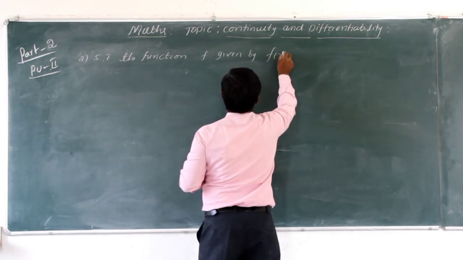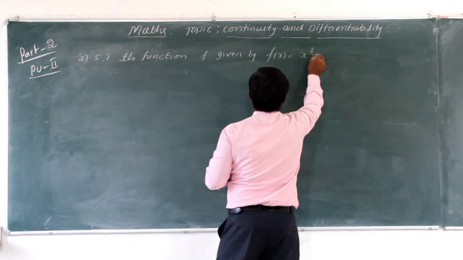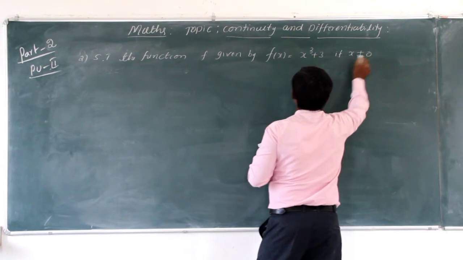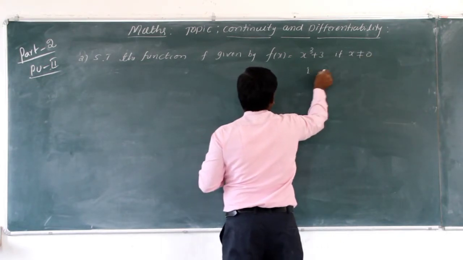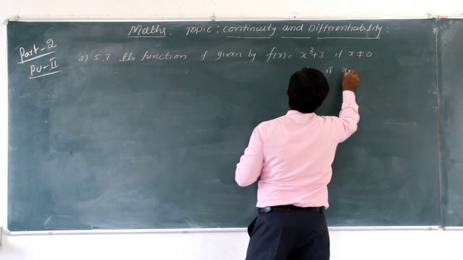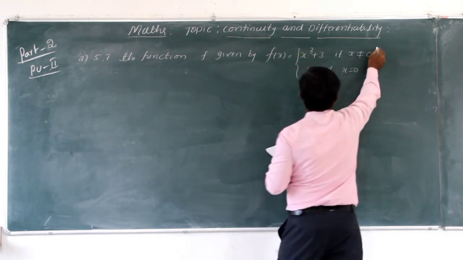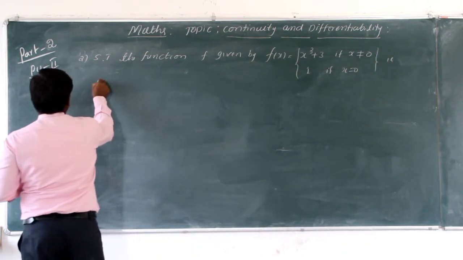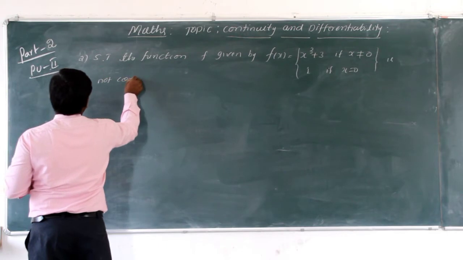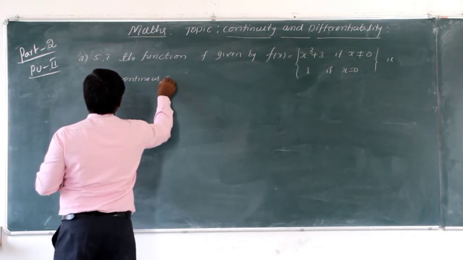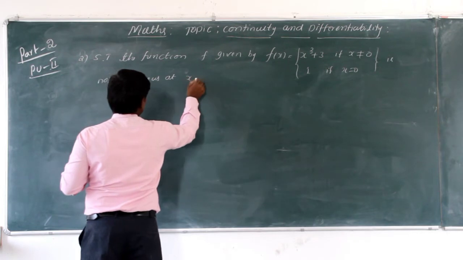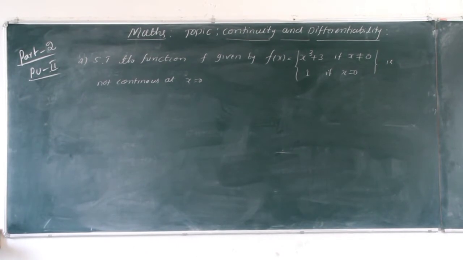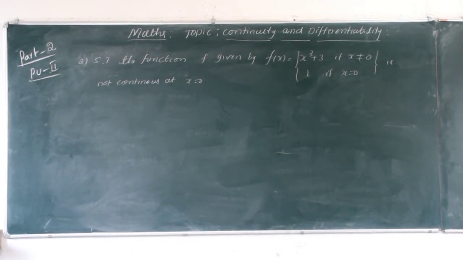f of x is equal to x cube plus 3 if x is not equal to 0, and 1 if x is equal to 0. We need to show that the given function is not continuous at x equal to 0.